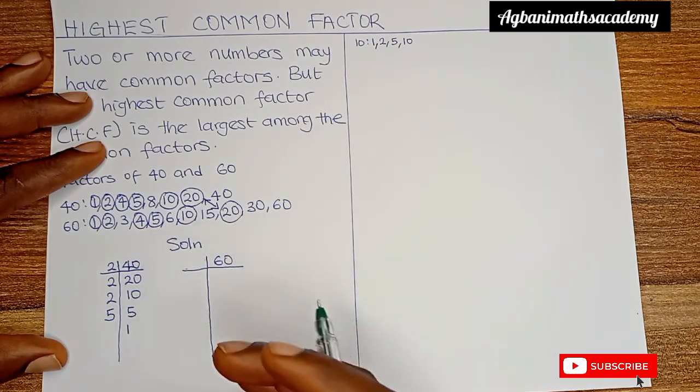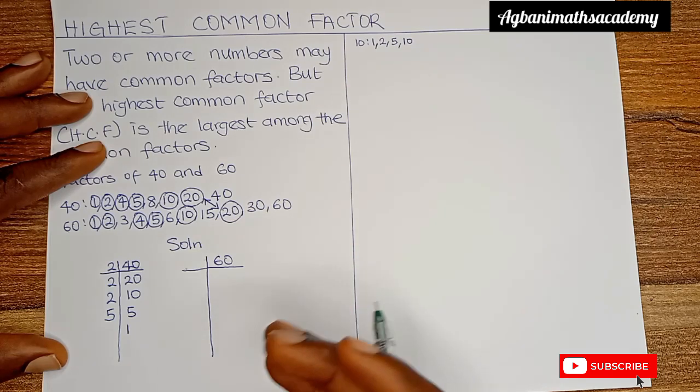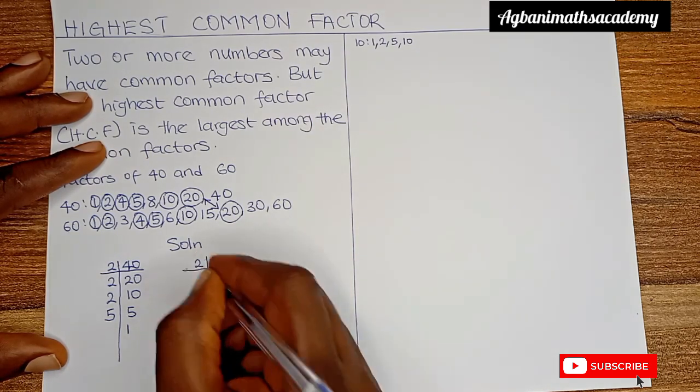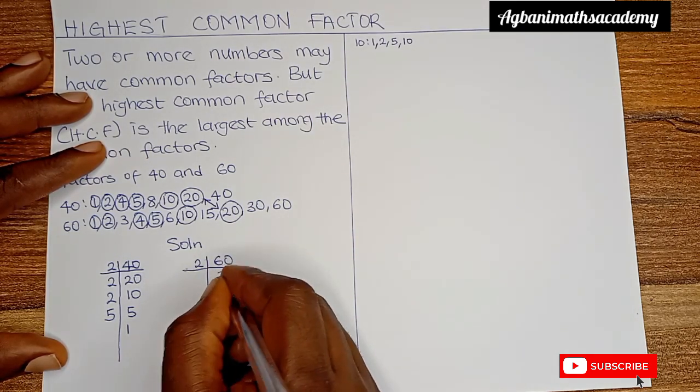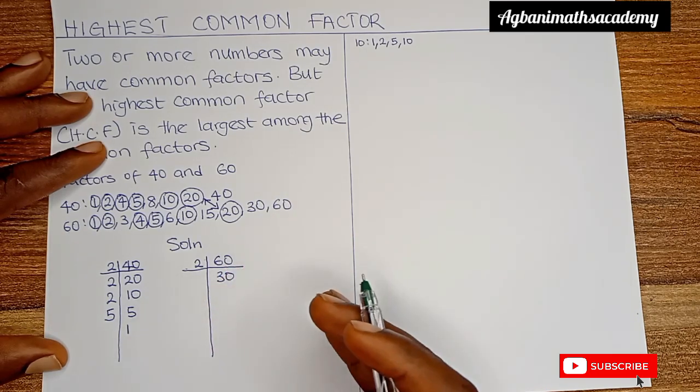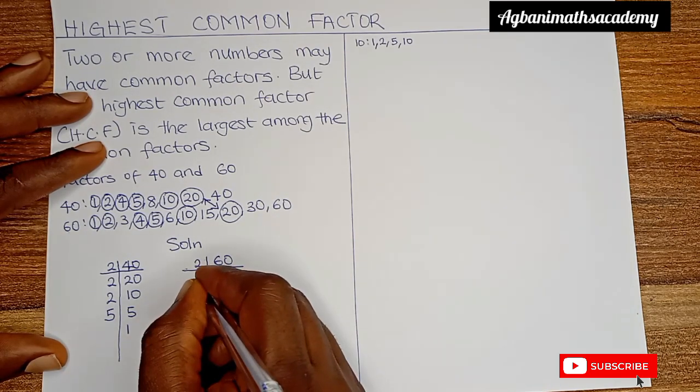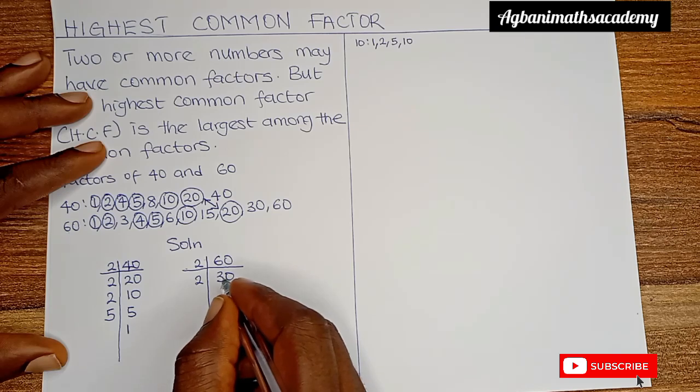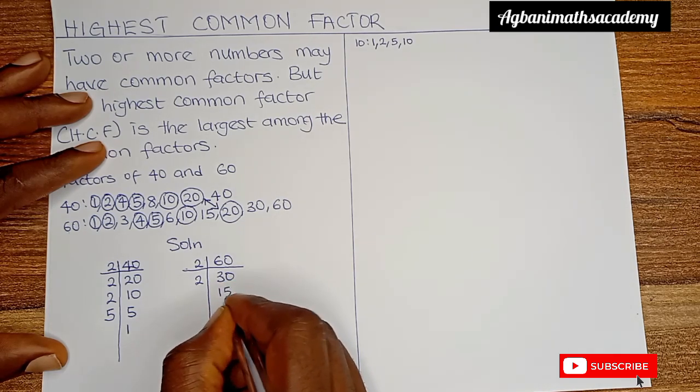What is the smallest number that can divide 60 without leaving a remainder? The answer is 2. So we start with 2. 60 divided by 2 is going to give us 30. Can 2 divide 30? The answer is yes. So 2 goes into 30. 30 divided by 2 is going to give us 15.